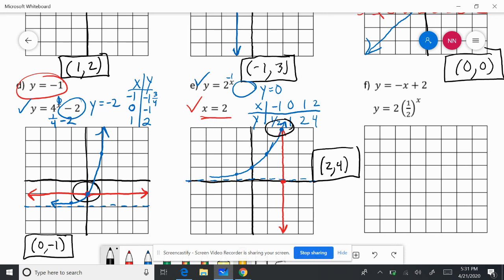Now, looking at our last system. Once again, I start with my linear equation. When I'm looking at my linear equation, the first thing that I always want to do is see where it crosses the y-axis. So in this case, we notice that it crosses the y-axis at 2. So I plot a point at 2. My slope is -1. I go down 1 to the right 1, down 1 to the right 1 again to make sure my line is straight.